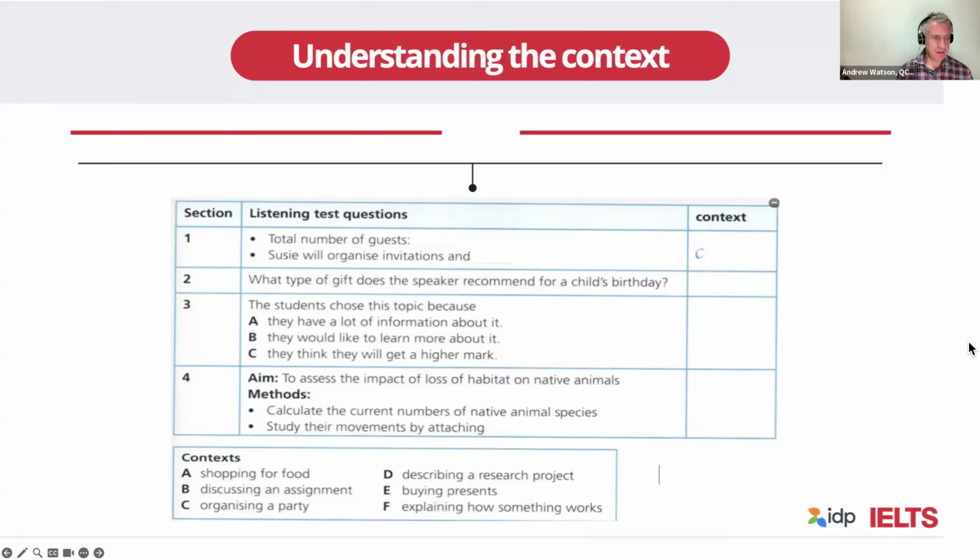Sure, exactly. Yeah, so I think as Vera pointed out, it's important to look at the listening test questions and try and get an idea what the context is. So that's what we need to get the students to do. So here's an activity that you could do.